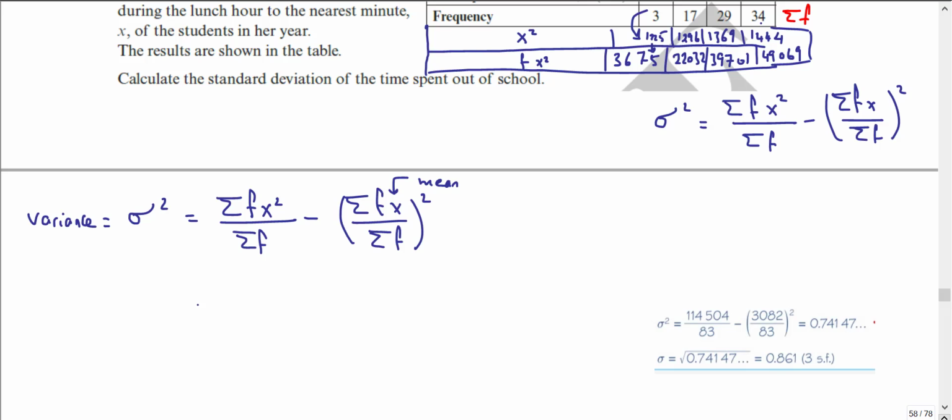Let's do it first, step by step. What do we want to find? Now I have fx squared, so what to do? Add them. Do sigma fx squared. How to get it? From this row, add all the values: 3675, 22032, 39701, 49069. Add them all on the calculator and tell me the answer.